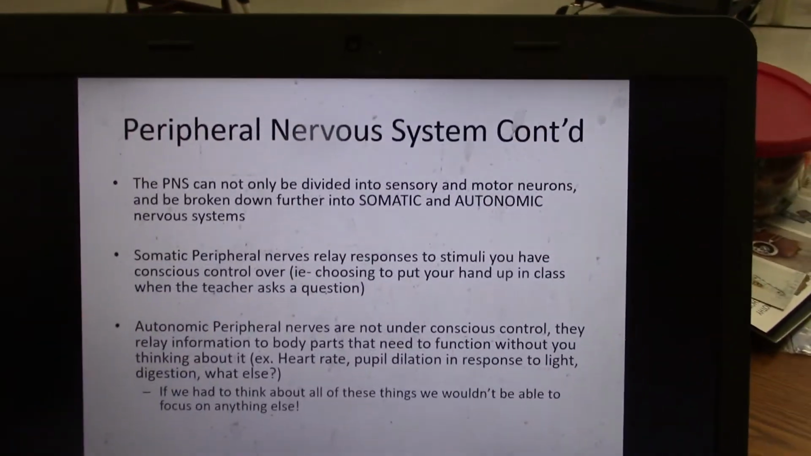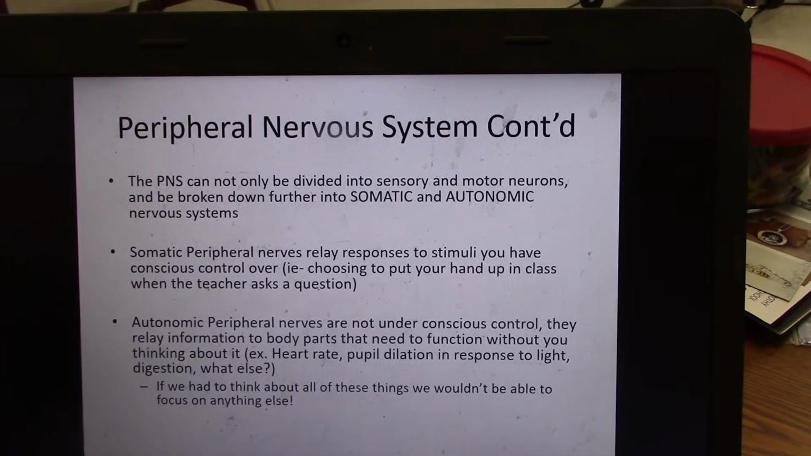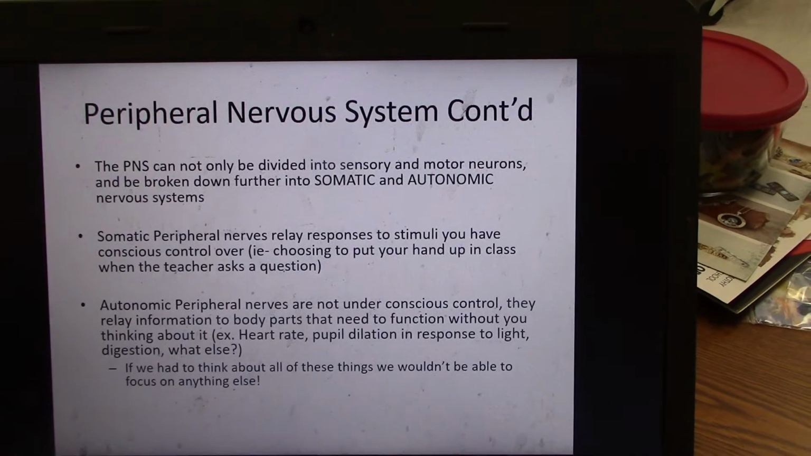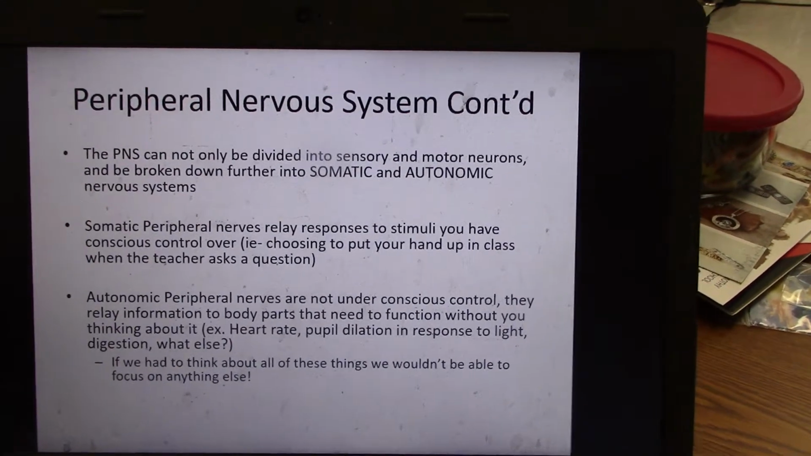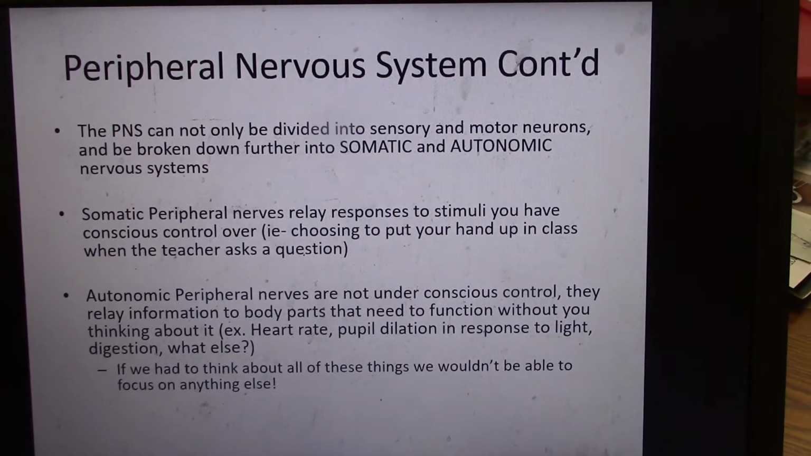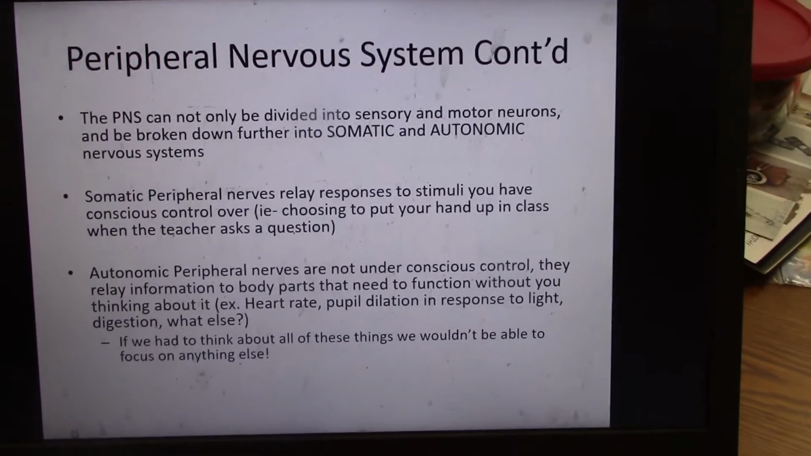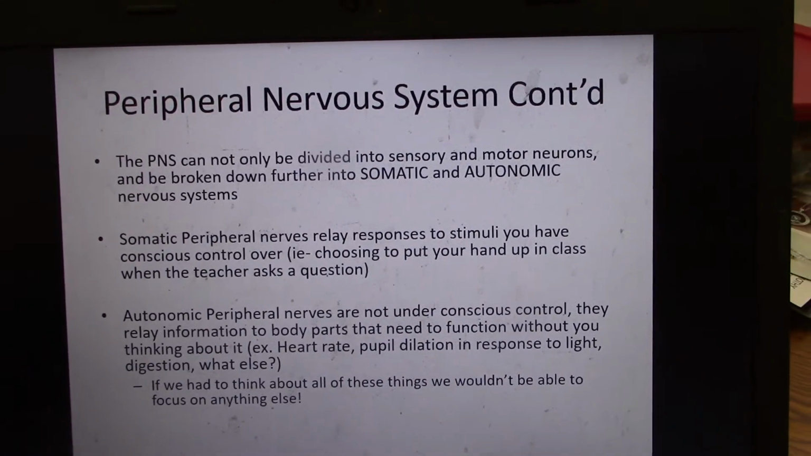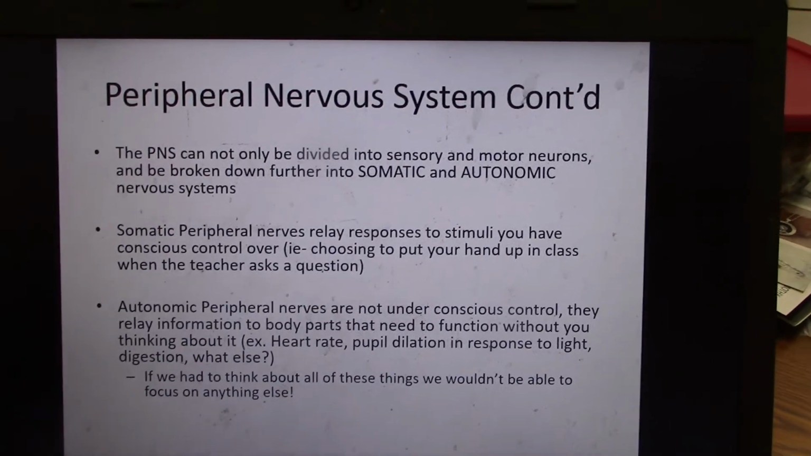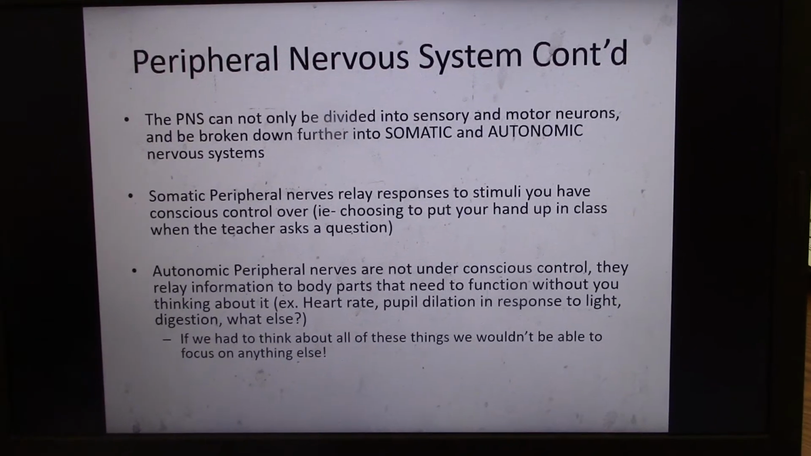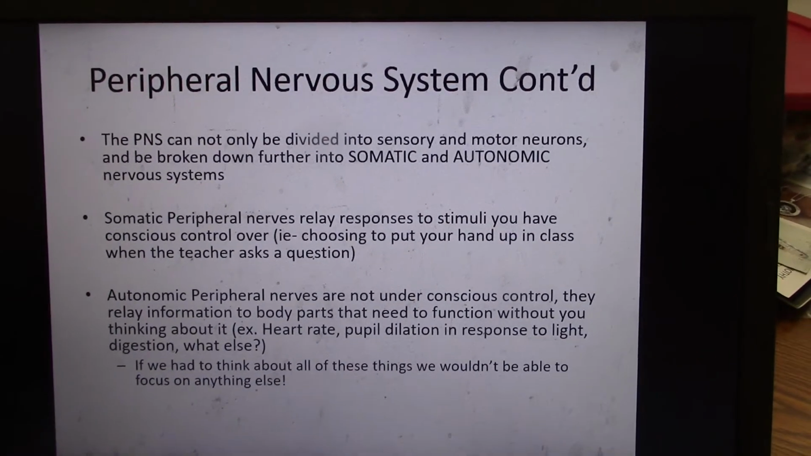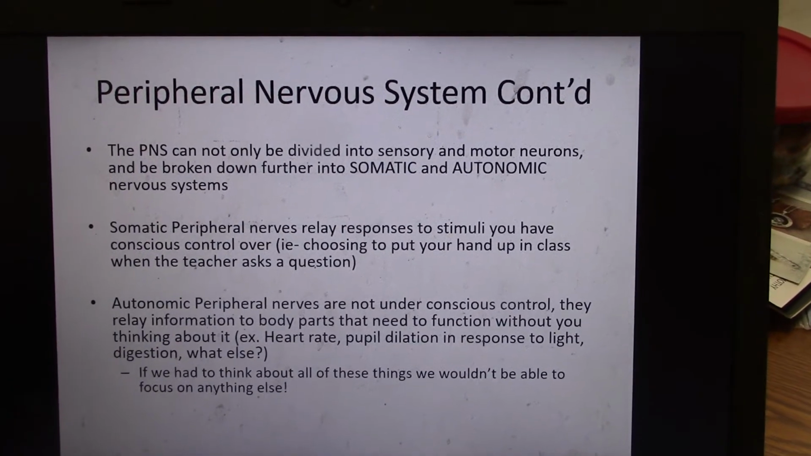Okay, so the peripheral nervous system can not only be divided into sensory and motor neurons, but we can break the peripheral nervous system into somatic and autonomic nerves as well. So somatic peripheral nerves are things that are under our conscious control, and autonomic nerves are sensory and motor nerves of the peripheral nervous system that we don't actually directly control. So there's lots of things going on in our body that we don't actually have conscious control of, and that's a good thing. I don't have to think about my heartbeat, for example. It just makes that change itself, right?